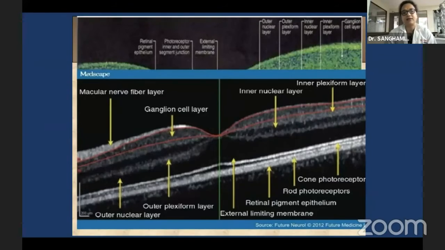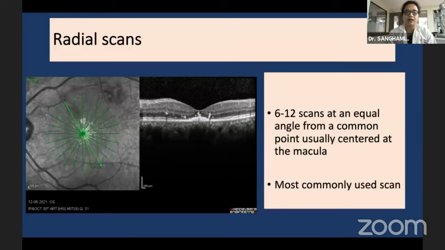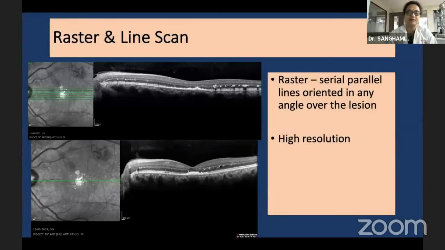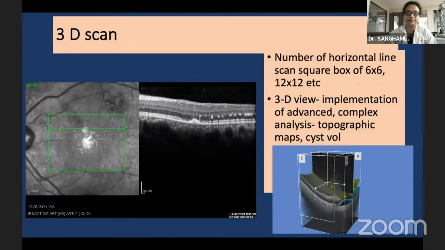Here you can see that all the 10 layers of the retina can be easily made out. The common retinal scans that we use are the radial scans. It is about 6 to 12 scans at an equal angle from a common point, usually centered at the macula. This is the most common scan used. It takes a lesser amount of time. The raster scan can be a 5 or a 7 line raster. They are serial parallel lines oriented at any angle over the lesion, and they define the lesion properly. They are of high resolution.